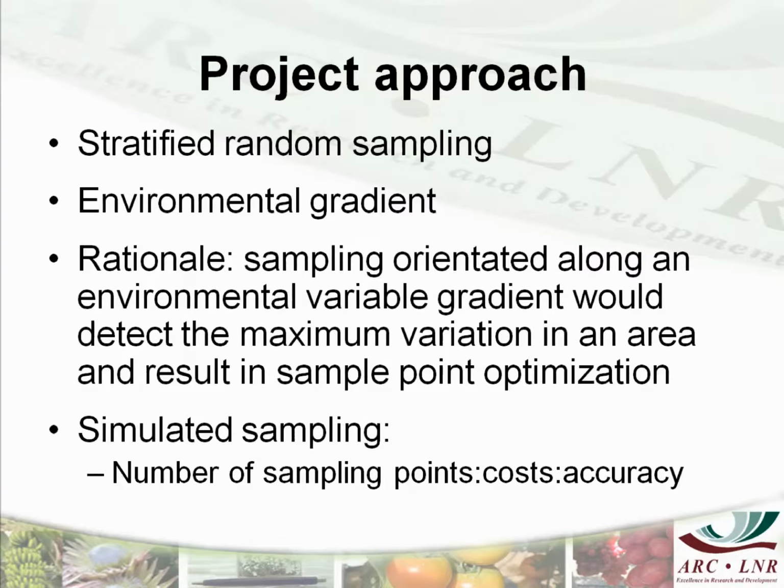Our approach was one therefore of stratified sampling design. Using an environmental gradient, we determined what environmental aspects contributed the most to species occurrence, and the rationale was that if you sample along an environmental gradient, you will detect the maximum variation, in this case in terms of invasive alien plants, and you will minimize your sample points as well as optimize the results.